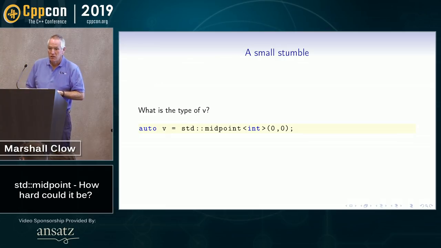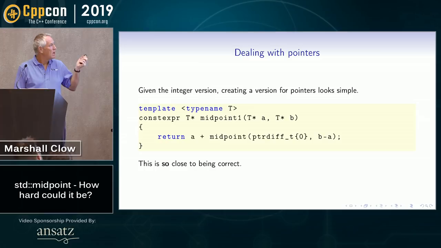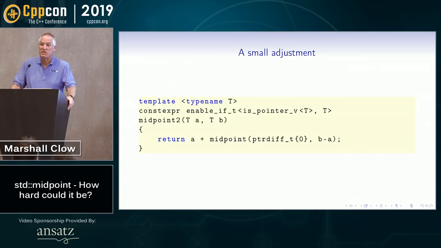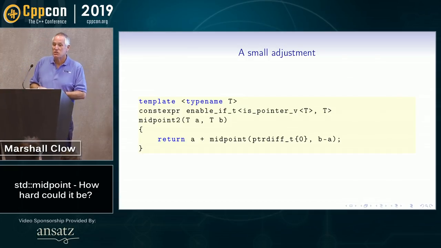Yes, in the front. Could you elaborate on the pointer implementation? Because in the original implementation, you said that it's going to be biased towards A or B. Does this also work for pointers? So the question was, can I talk about the pointer implementation? Let's look at that one. They're pretty much the same. The integer implementation was biased towards A or B, whichever came first. If the number of steps was odd, this is exactly the same way because I'm deferring to the integer implementation. I'm basically taking the midpoint of zero and the distance between them. So if you pass B, which is a bigger pointer, where B minus A is in fact a negative number, then yes, it will be biased towards B instead of towards A.